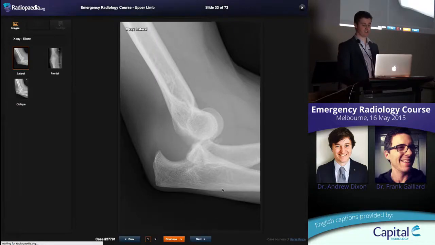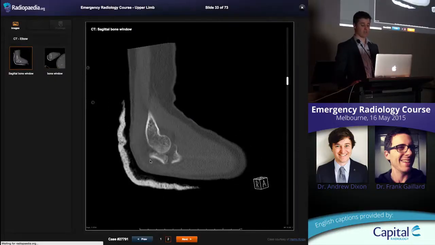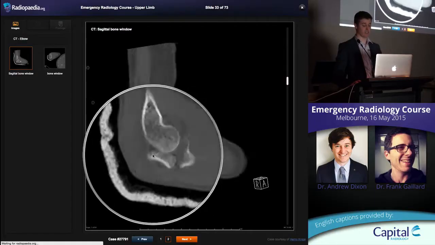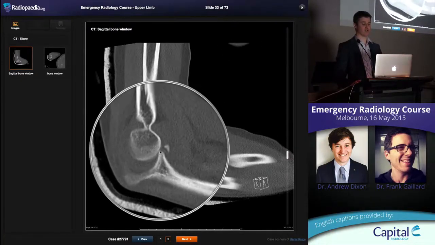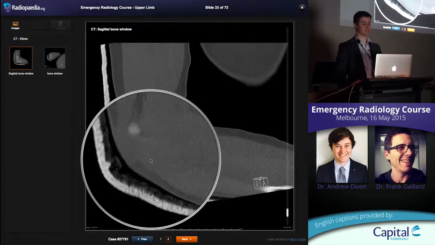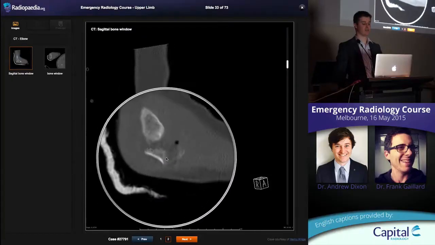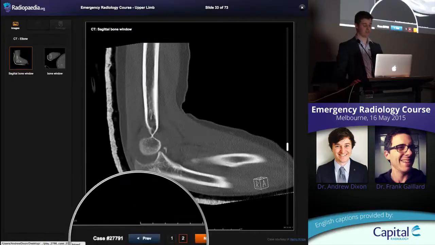And this injury is called the terrible triad. It's a posterior dislocation in association with a displaced radial head fracture. You can see the radial head is sitting in here, completely displaced away from its normal location. And then the third injury is a coronoid process fracture. This is when the patient's been relocated, but the radial head is sitting inside the joint. Obviously that needs to be fixed.